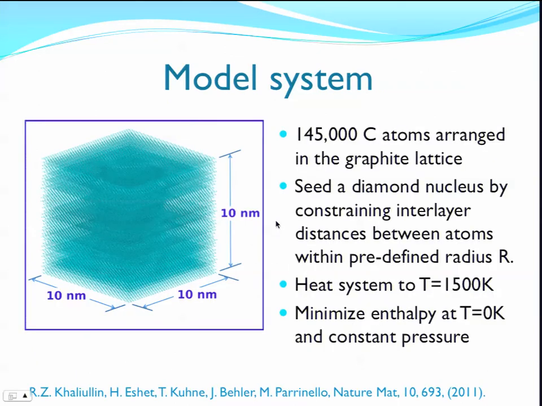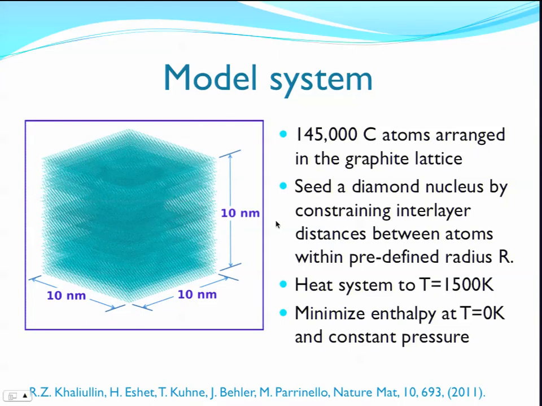So now what about our model system? We could calculate ab initio energies for tiny nuclei. However, there is no way one can calculate nucleation in the system comprising 150,000 atoms of carbon arranged in the graphite lattice. So this is like a simulation box of the size of 10 nanometers.